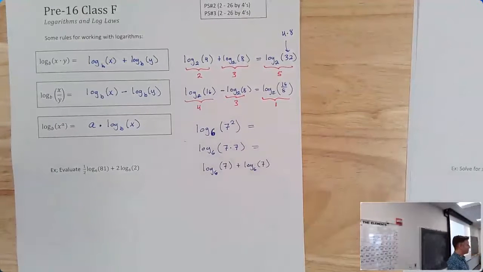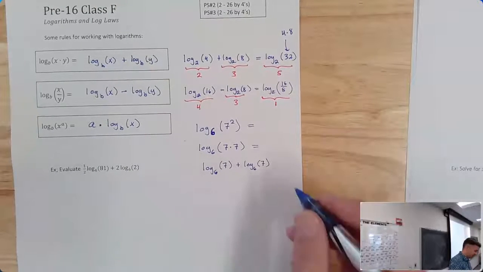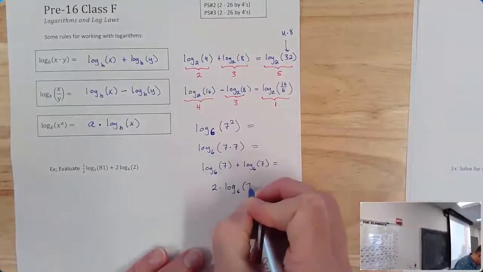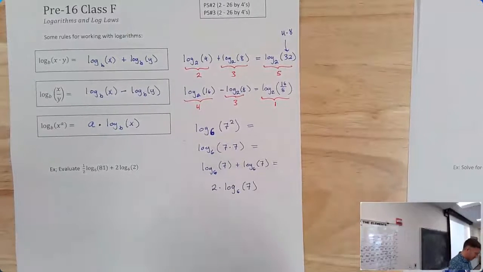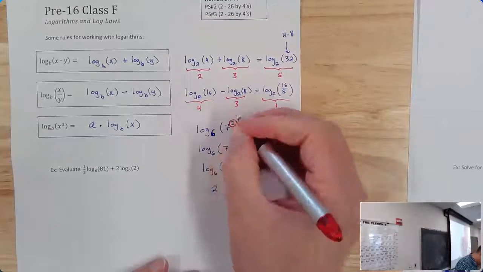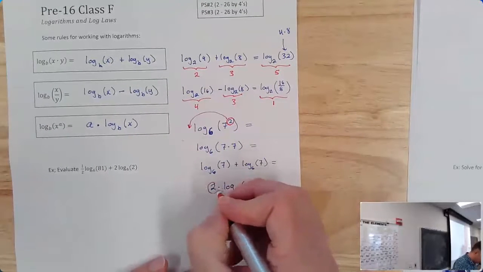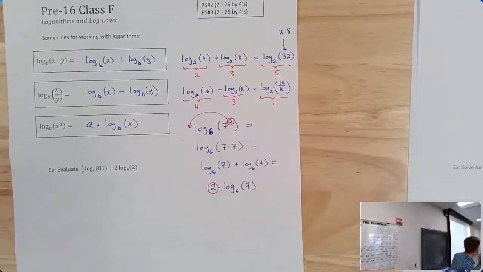And when you add something to itself, it's like multiplying that thing by 2. And 5 plus 5 is 2 times 5. Log base 6 of 7 plus log base 6 of 7 is 2 times log base 6 of 7. So look, that exponent of 2 eventually traveled all the way down to the front and ended up right there. So that's what I think of as the power rule of logarithms. If you've got a log of something all raised to a power, you can always bring that power down the front.